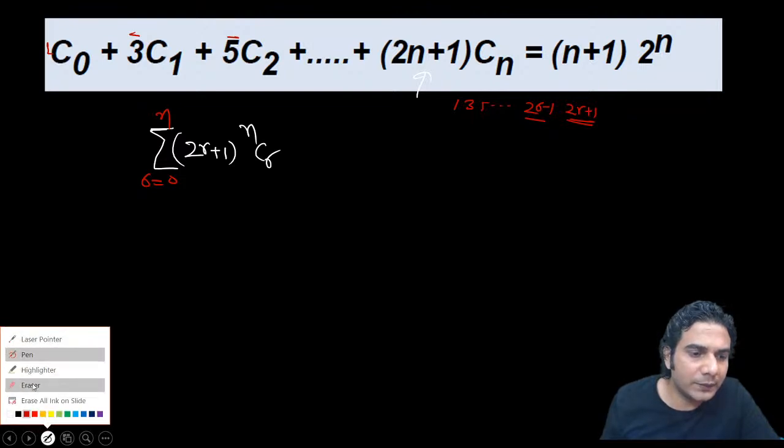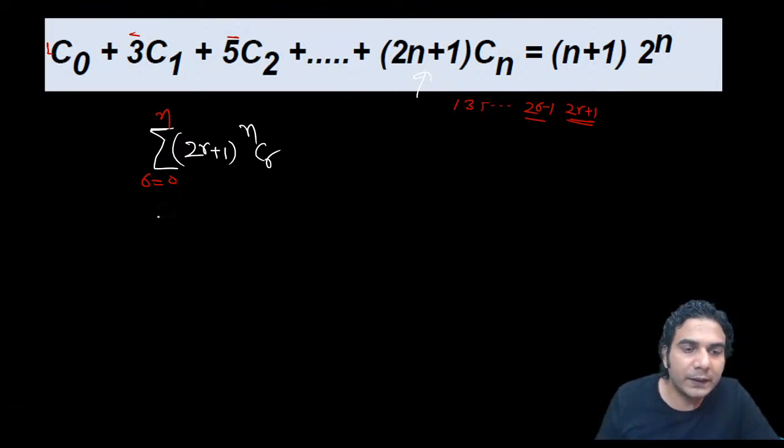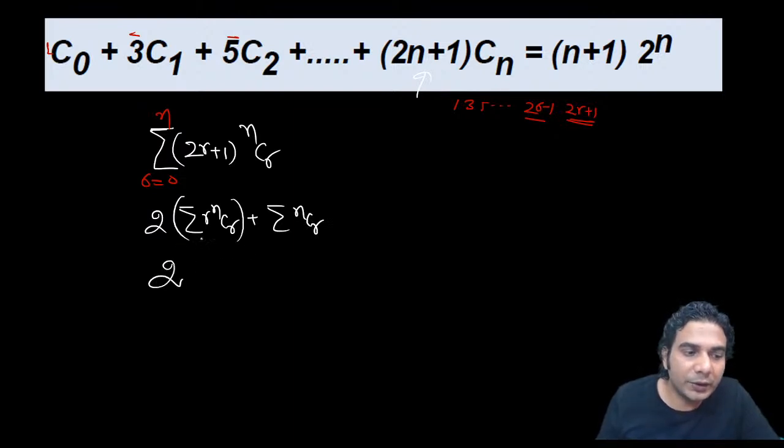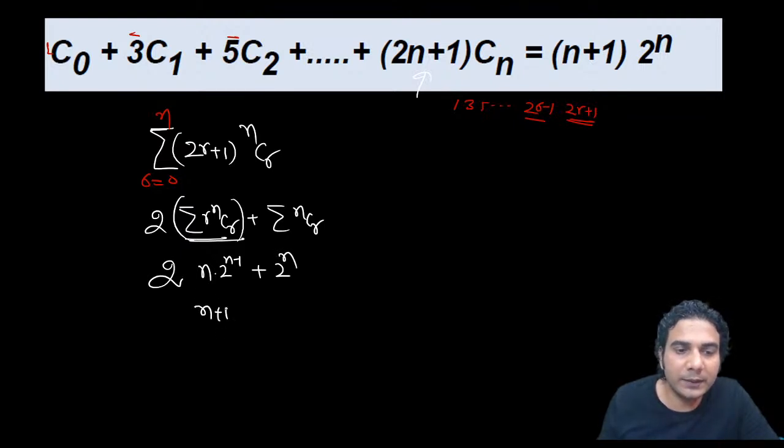R is starting from 0 to n, all right. That is perfect. Then distribute this sigma, so it is going to be 2 times sigma r nCr, plus sigma nCr. Put the values. So if you put the values, it is going to be 2 into, what is this value, r nCr? It is going to be n 2 raised to n minus 1 plus 2 raised to n. Now take this 2 raised to n common, so it is n plus 1, 2 raised to n. Fine, got it.